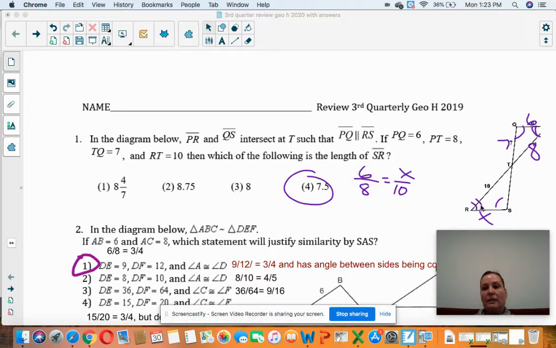And you can tell that by the angles that are there. See how the 8 is next to this angle with the two little arcs, and the 10 is by the angle with the two little arcs, because those are alternate interior angles, so those are the sides that match up. And then all I did was cross multiply. And I get 8x equals 60 and x equals 7.5.